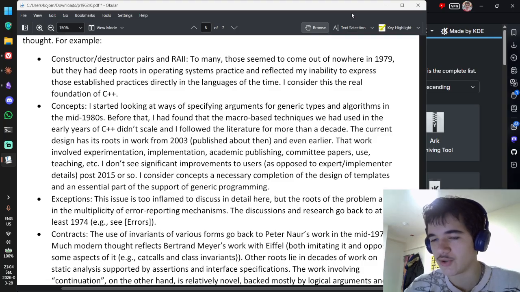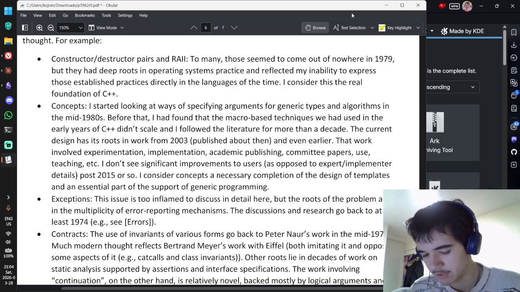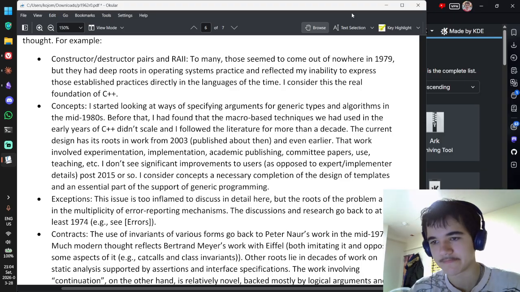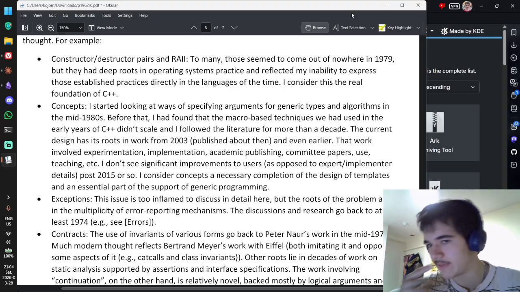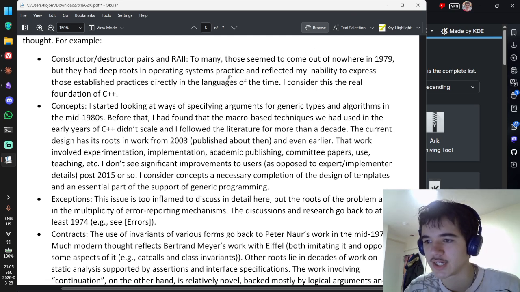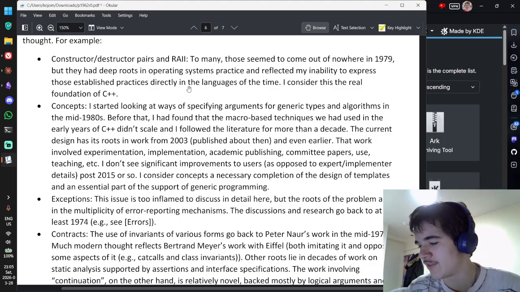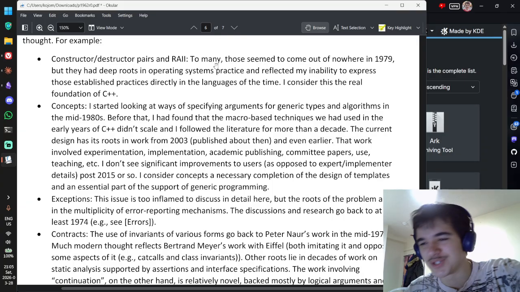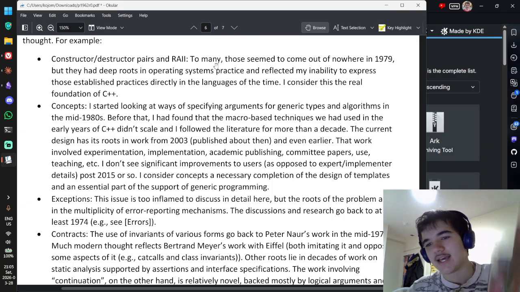Man, it's just so cool to look into the inner thinking of people who design systems, because there's so much to learn from how they think. I consider this the real foundation of C++. Yeah, so this is just interesting. I guess it's expected. Why else would you make a language if you didn't feel that existing ones were inadequate?